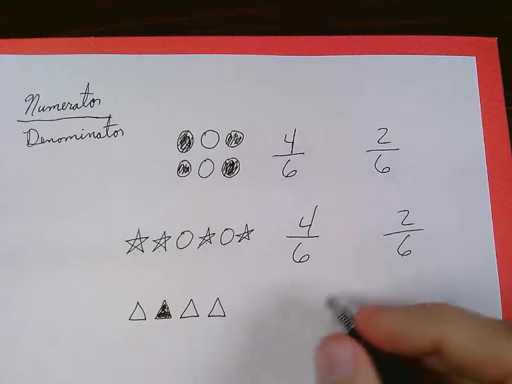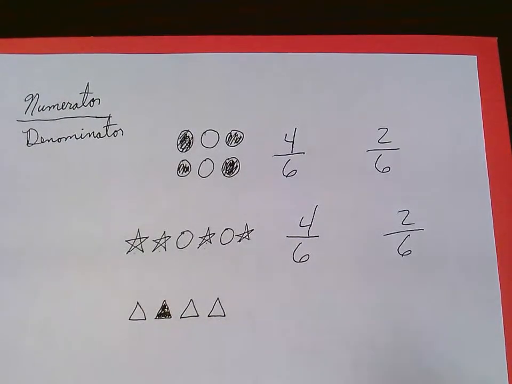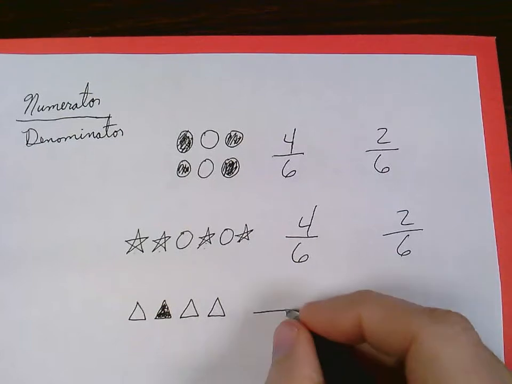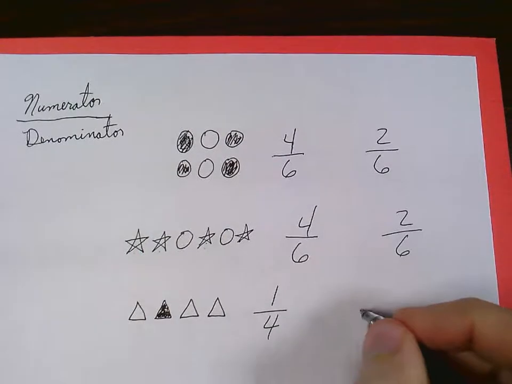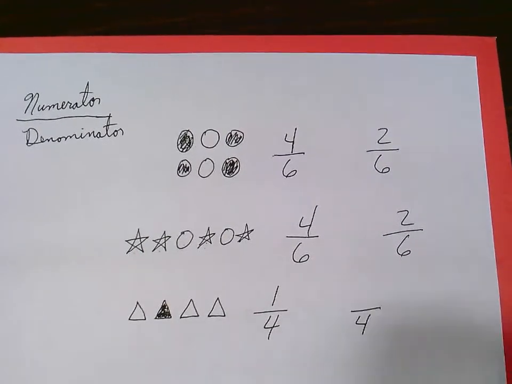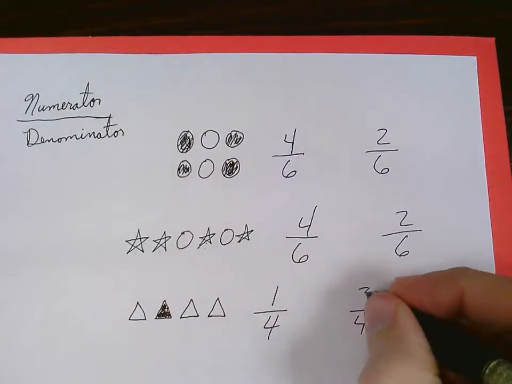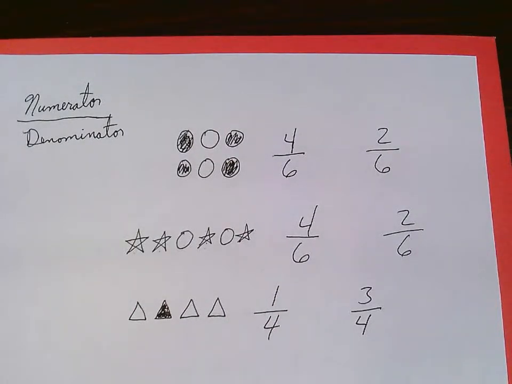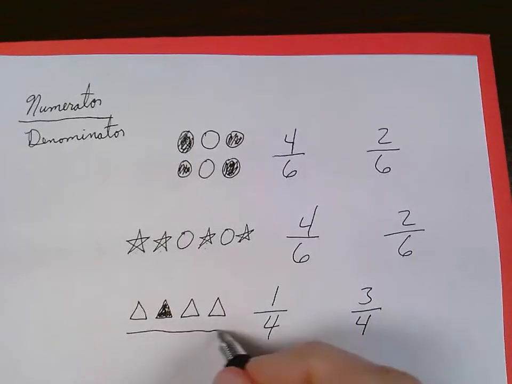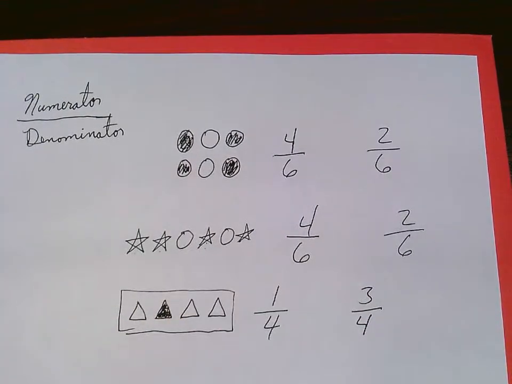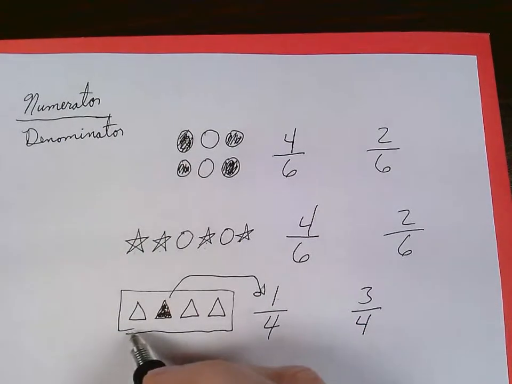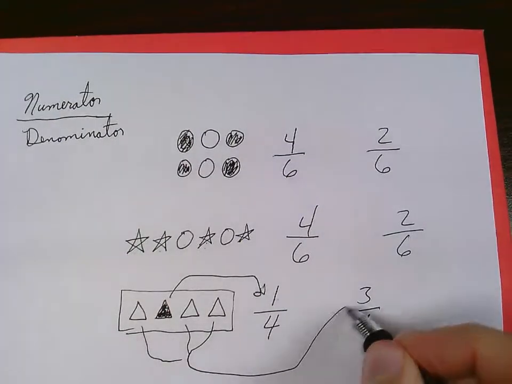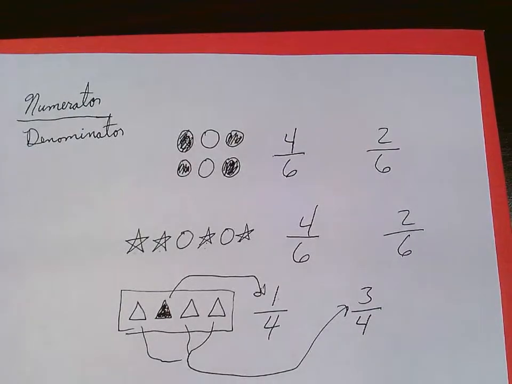And the last one down here, if I wanted to know the fraction of these shapes that are shaded in, my denominator would be 4 because there's 4 total shapes and 1's shaded in. And if I want to know the fraction that's not shaded in, my denominator would still be 4 and my numerator would be 3. Once again, the denominator tells us how many total parts there are, how many total pieces there are. And my numerator is whatever they're asking for. If they want to know how many are shaded, that's what my numerator is going to be for this one. If they want to know how many are not shaded, that's what my numerator is going to be for this one. So my numerator is whatever they're asking for.